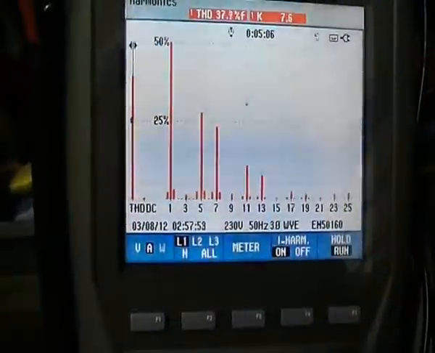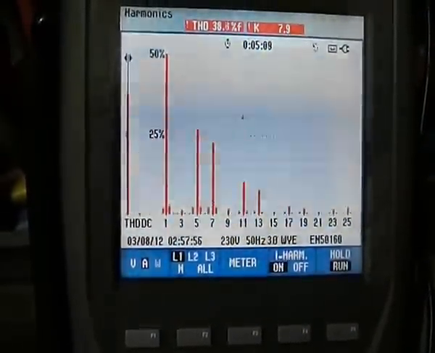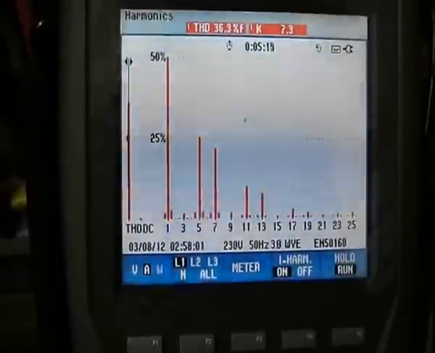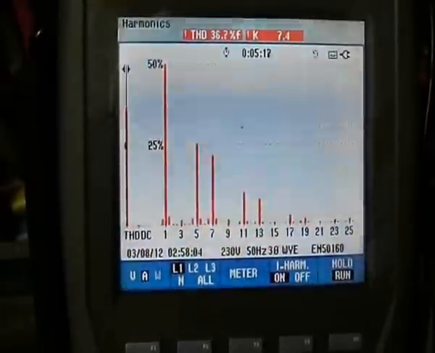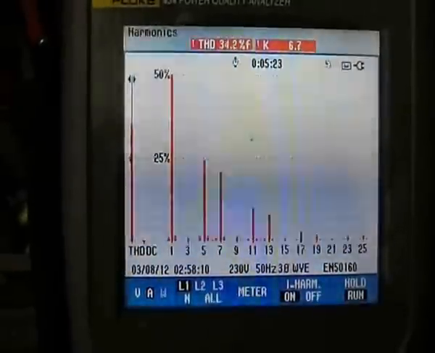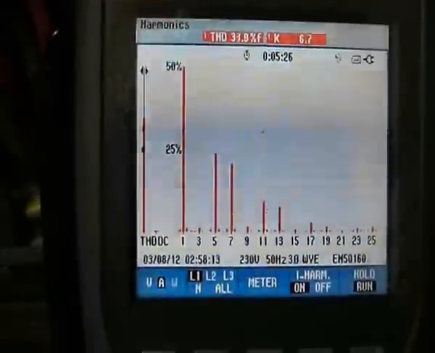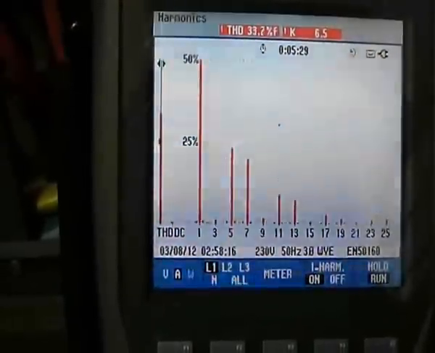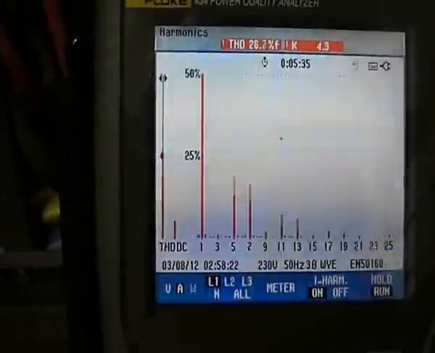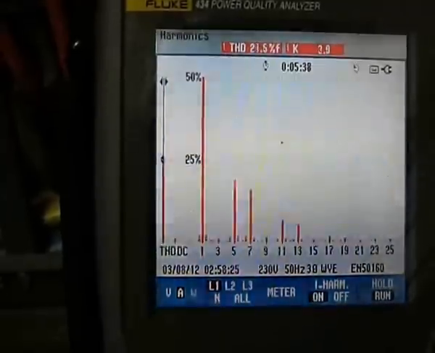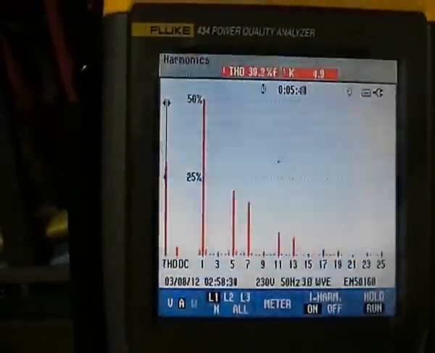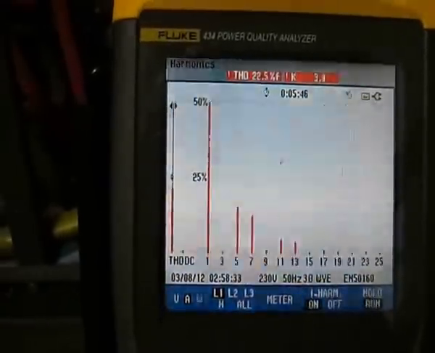Shown on the screen at the moment is a bar graph of the harmonic content of current within line 1, which is at the moment around about 33% total harmonic distortion, which is shown at the top of the screen. The K factor required for any transformer with these levels of harmonics is continually varying, shown at the top of the screen as well.